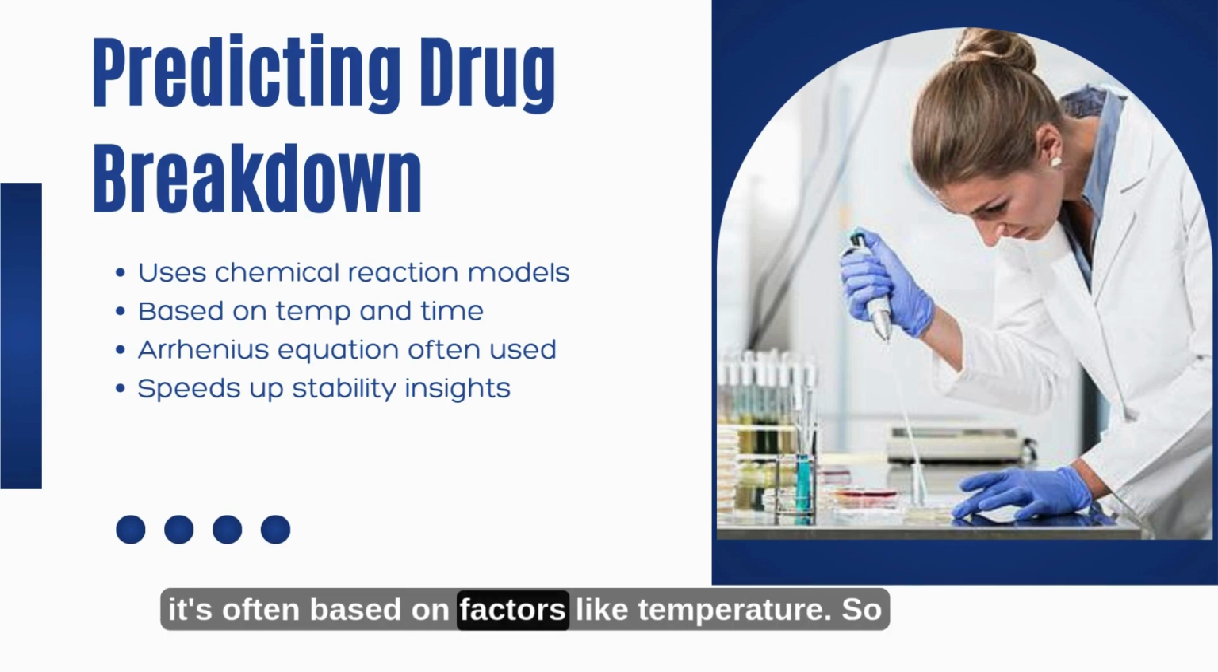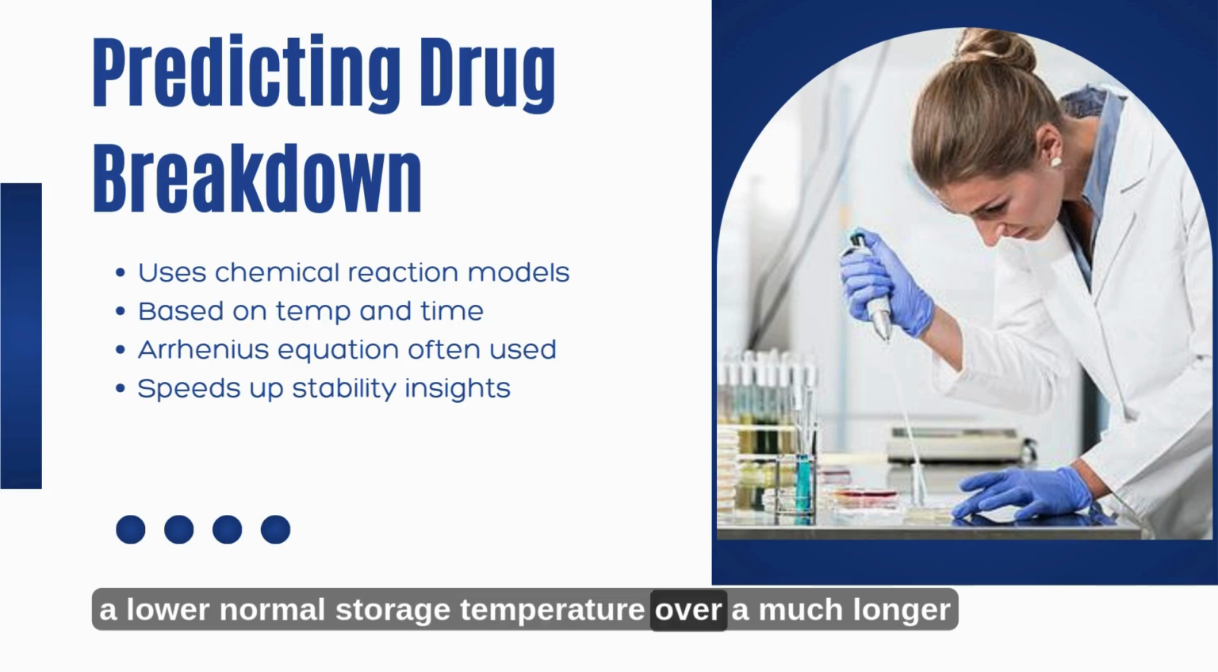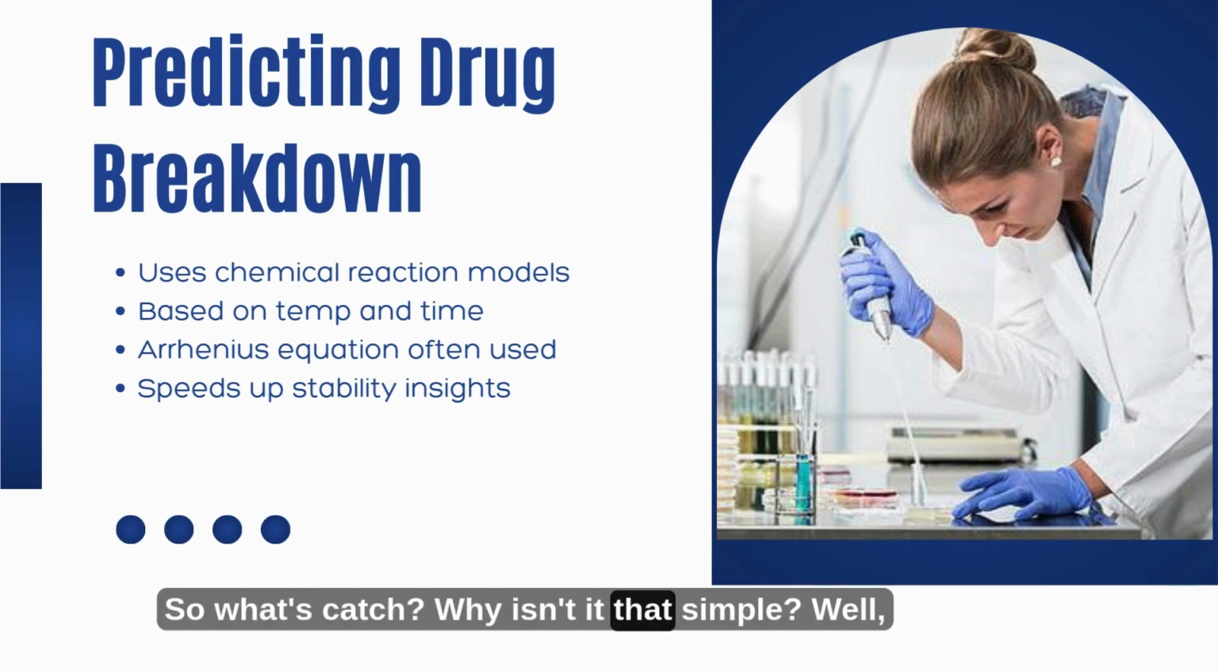And it's often based on factors like temperature. So in theory, if you know how quickly a drug degrades at, say, a high temperature in the lab, you could use a model like the Arrhenius equation, perhaps, to estimate how quickly it will degrade at a lower normal storage temperature over a much longer time. Sounds like a handy shortcut. Saves time, right? So what's the catch? Why isn't it that simple?